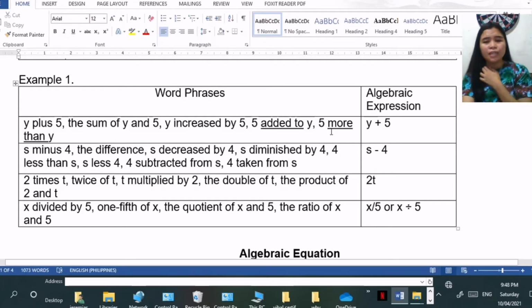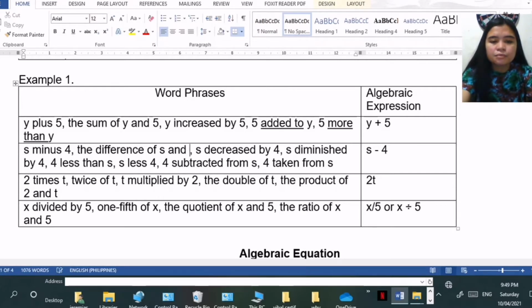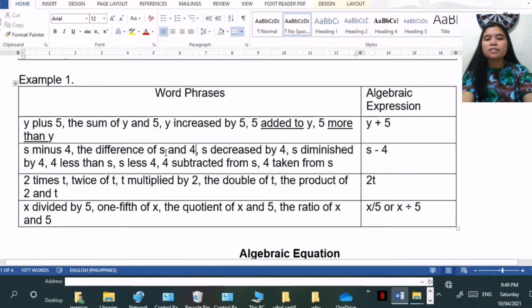Okay? And then now proceed tayo dito sa next example or sa second example sa subtraction. Ayan. So we have here in algebraic expression we have s minus 4. Ang s minus 4 pwede mong basahin as s minus 4 or the difference of s and 4. O pwedeng ganyan. The difference of s and 4. Okay po, pareho lang yan.